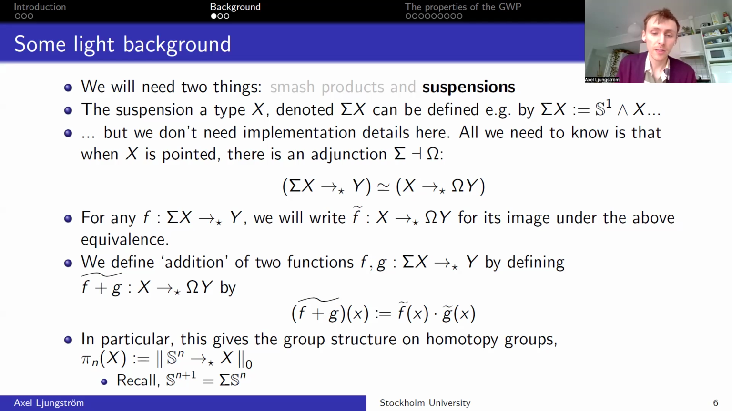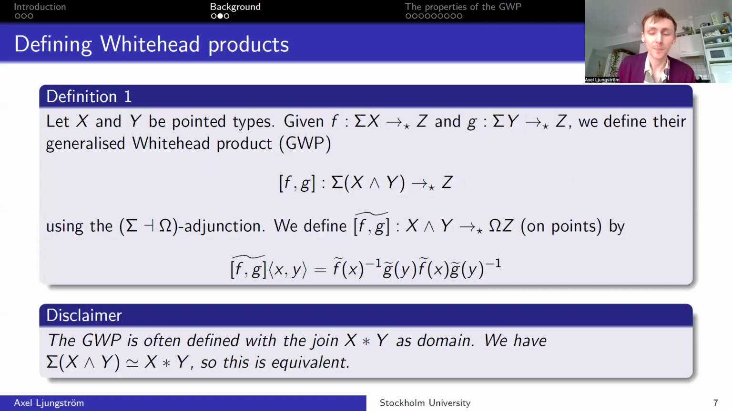All right, here's another thing you can do with suspensions. If you have two pointed types x and y, and you have a map f going from the suspension of x into z, and a map g going from the suspension of y into z, we can define the so-called generalized Whitehead product, which is denoted f bracket g, just like before. This time, it is going to go from the suspension of the smash product of x and y into z. And how do we define this?